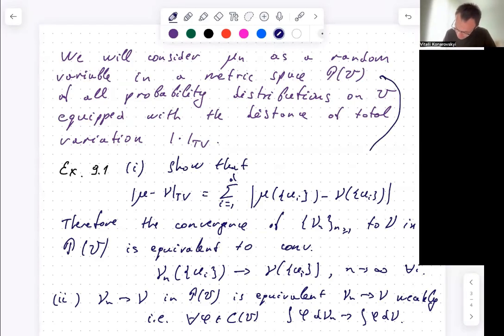And also the third part of this exercise is that this space P(U) is a complete separable metric space.